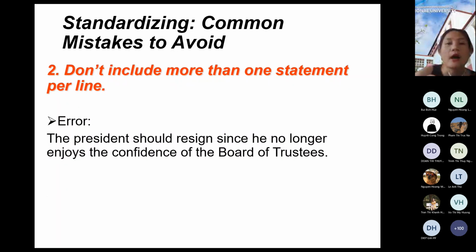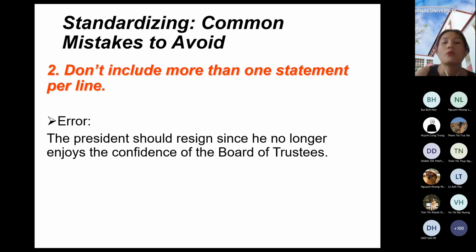Okay, how about the second mistake here? The mistake is including more than one statement per line. It means that we have a compound statement, or a statement that has more than one piece of information. We did it before, right? So here in this case, we also have something like that. And what should we do? We need to break it down, isn't it? When we break it, we need to be careful. We put the conclusion below the premise.